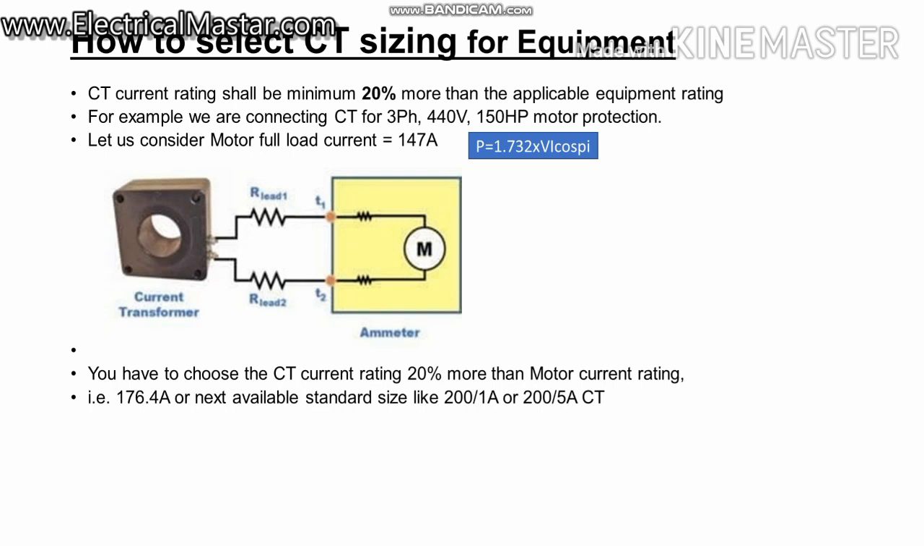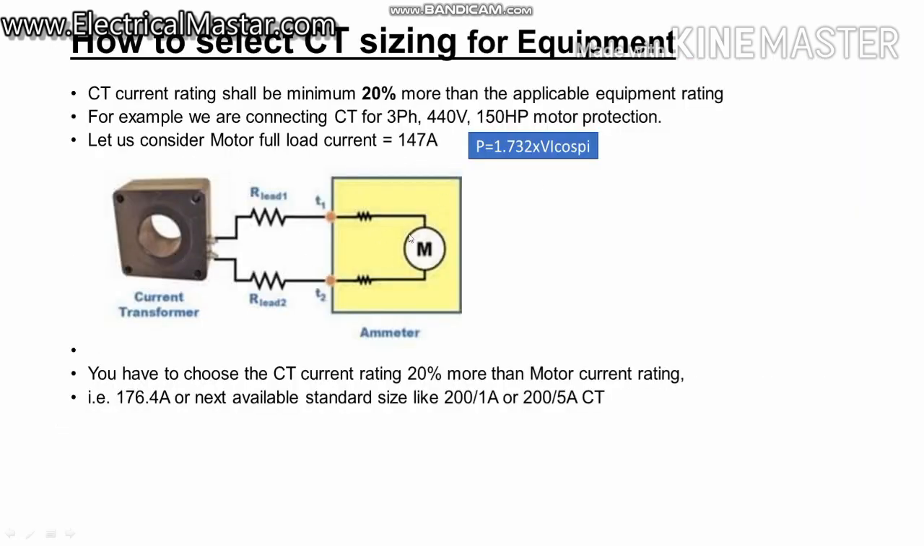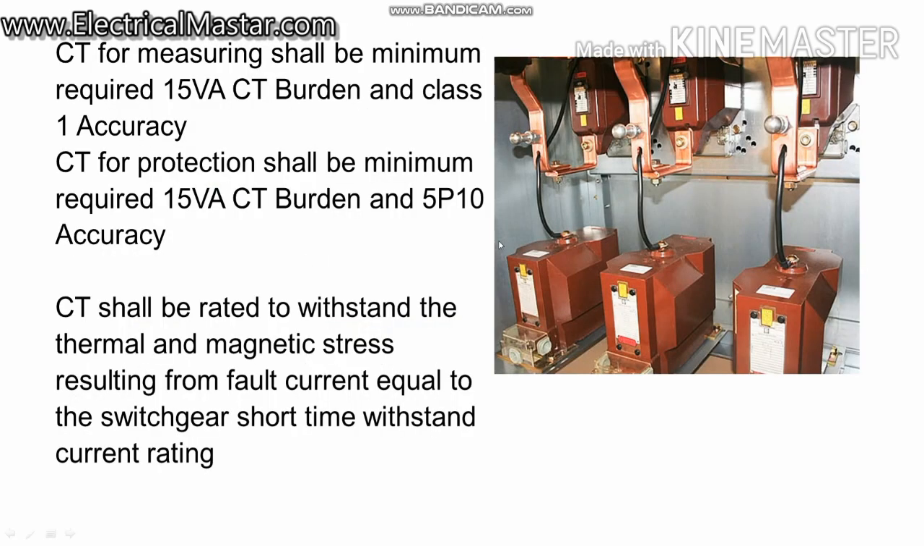Now, not only the CT rating, there are some other aspects we also have to consider while selecting the CT. Those are CT accuracy and the CT protection class. If you are going to use the CT for protection purpose, then you give less importance to the accuracy class. If you are going to use the CT for measurement, you have to give more importance to the accuracy class. Now we are using this CT for protection purpose, so we can give less importance to accuracy class.